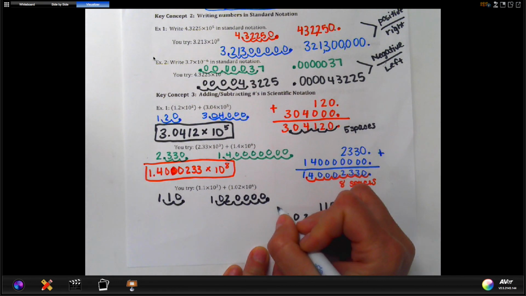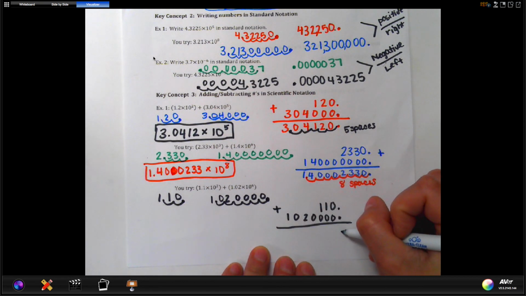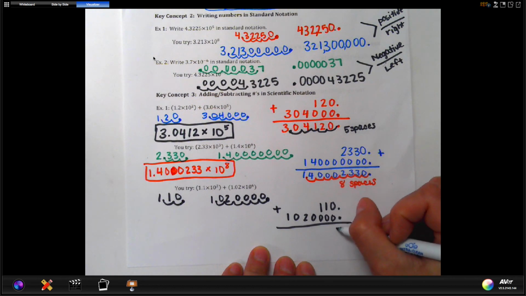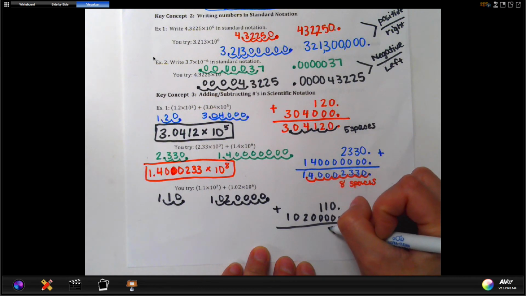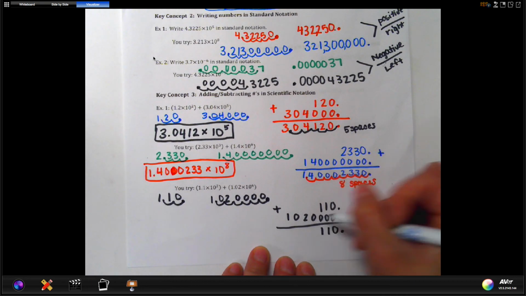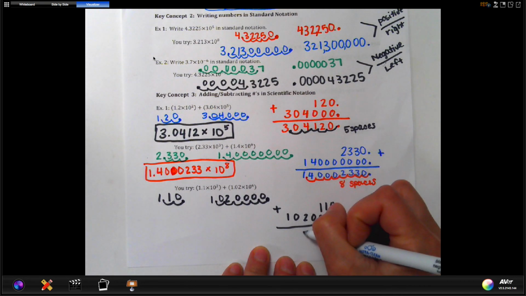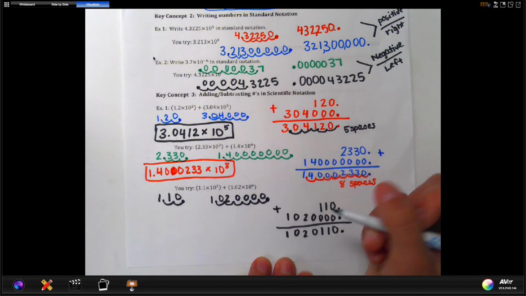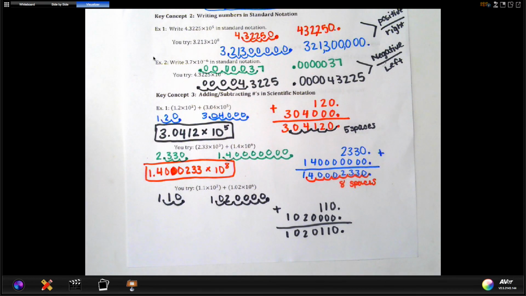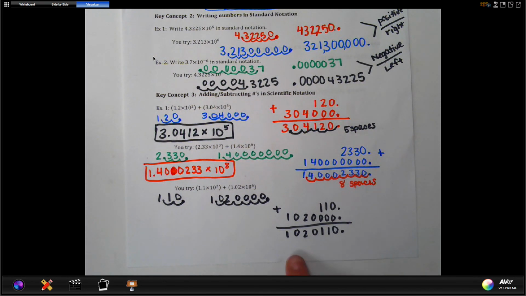Add them up old school. Okay, starting on the right, 0 plus 0 is 0, 1 plus 0 is 1, 1 plus 0 is 1, and I have nothing above the last digits here, so I can just put them down. Okay, so in standard form, that's correct. We have 1,020,110, but I want to get it in scientific, so let's put it back.